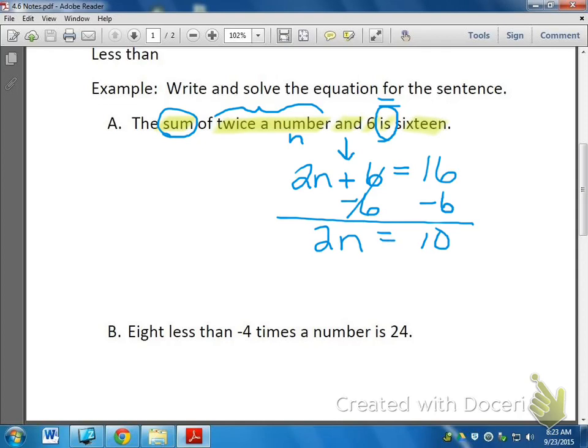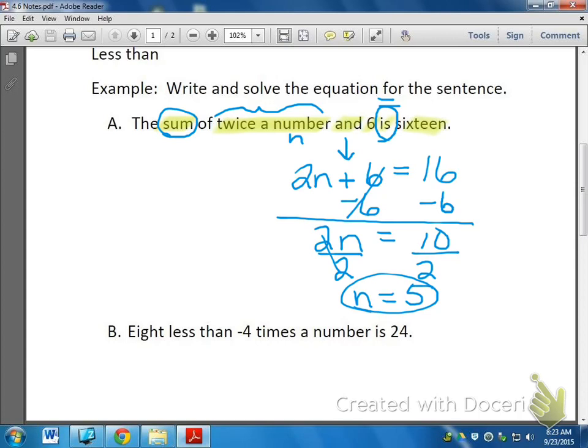Now what do we do? You put a division sign under 2, and then 10. We're going to divide both sides by 2. Good, so n equals 5. Good job. That's exactly right. So sometimes the hard part is actually writing the equation, not the solving of it. So we're going to continue doing two-step equations, but we've got to write the equation first. Any questions on that one?